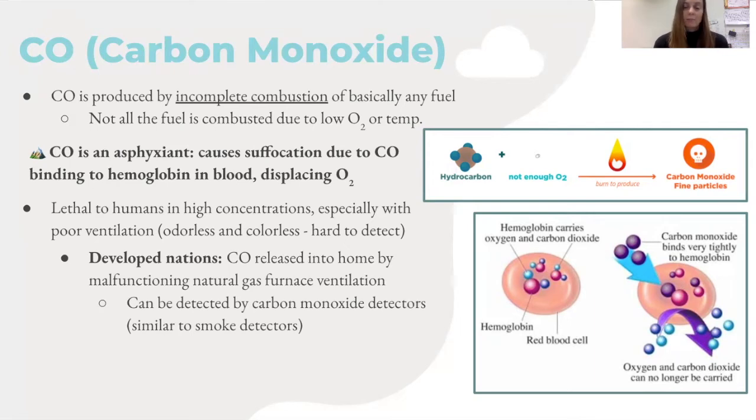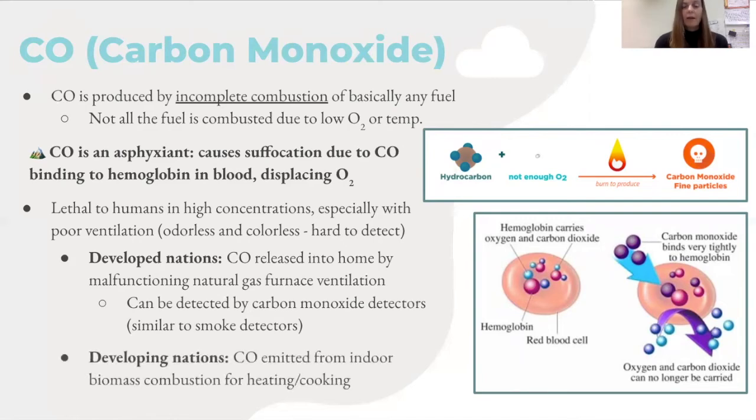It is detected by carbon monoxide detectors, so those are usually plugged into outlets down near the floor on the floor of the building that has the furnace, so that we can detect if there's a carbon monoxide problem. In developing nations, carbon monoxide is a very real problem with that indoor combustion of biomass, because that production of carbon monoxide is not going to be detected by a carbon monoxide detector and can actually kill people.